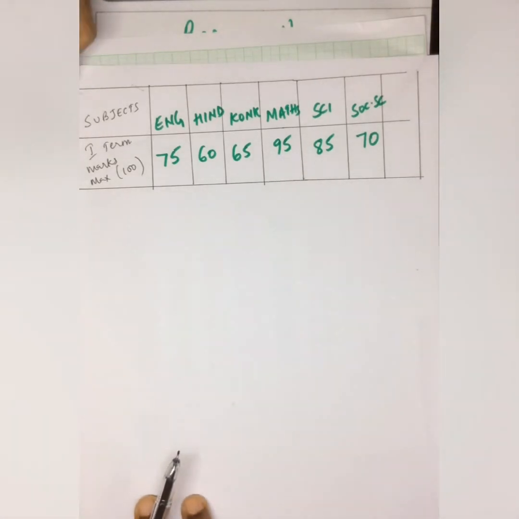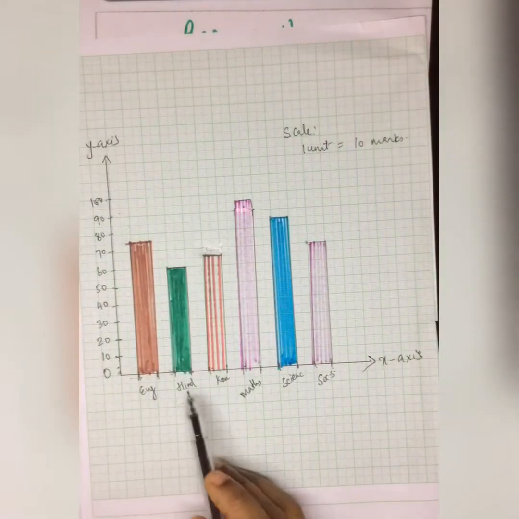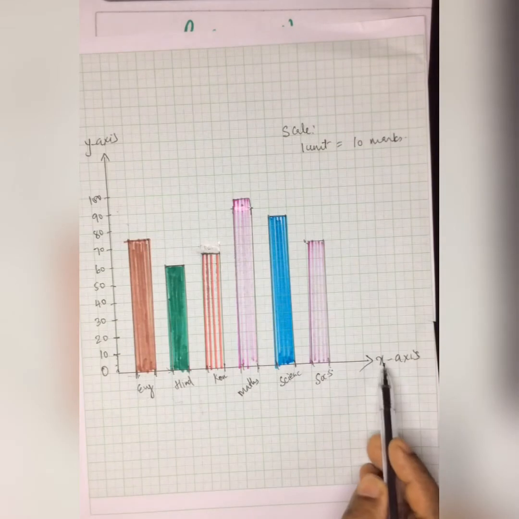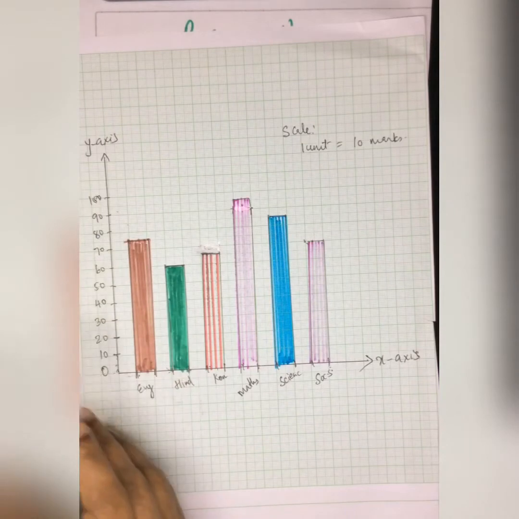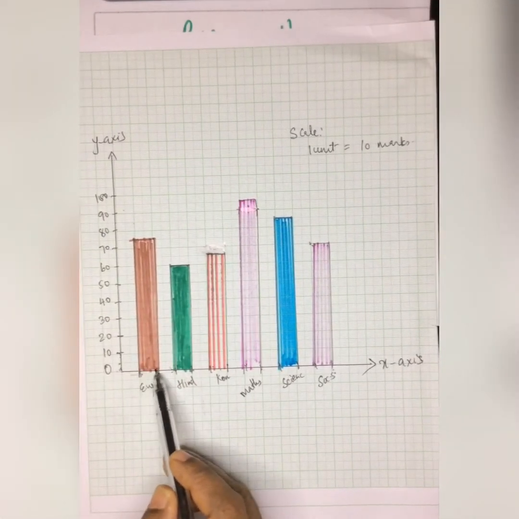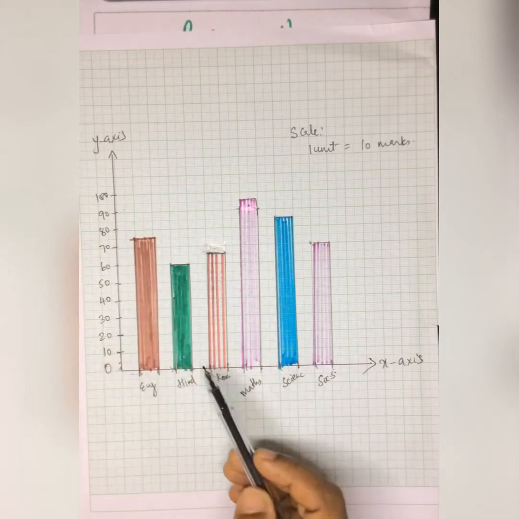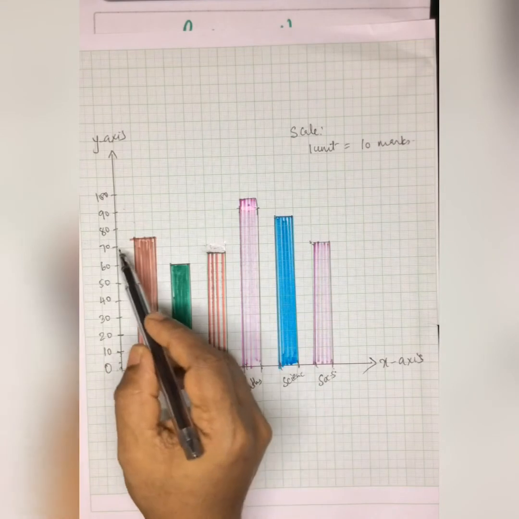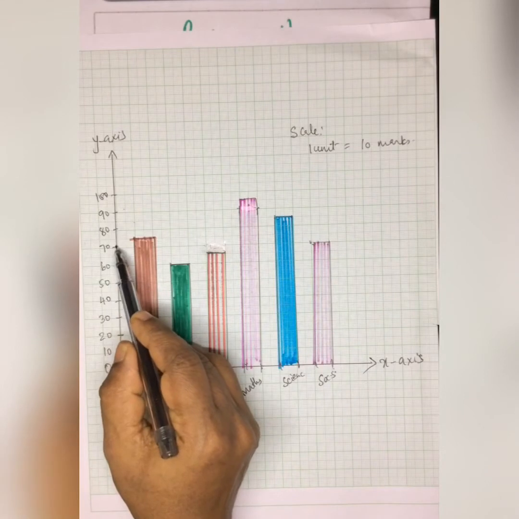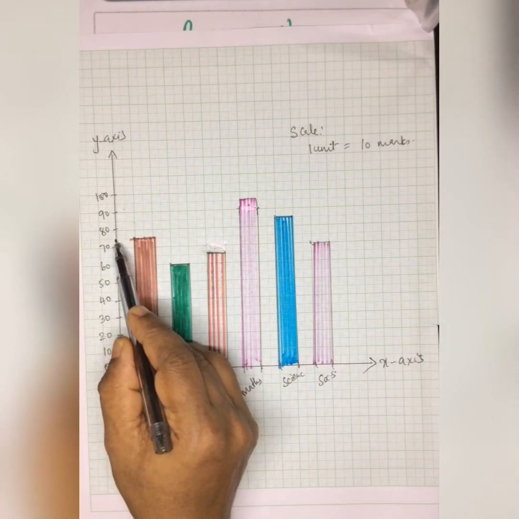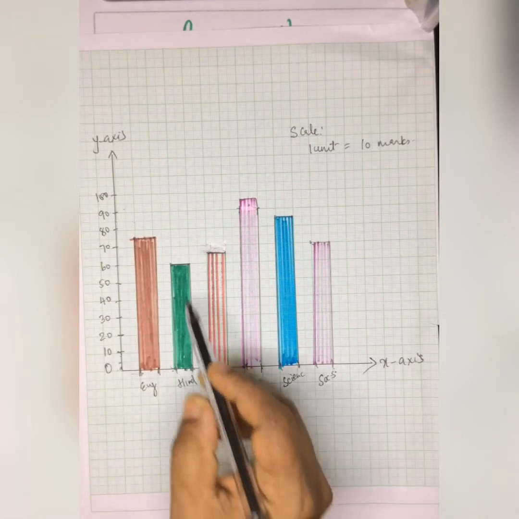So let's take the bar graph and draw the axis. The horizontal axis is called the x-axis. The vertical axis is called the y-axis. The bars should be of the same width. The height of the bars will show you the frequency. In English, the child has scored above 70, between 70 and 80, counting 5 small divisions, that is 75. In Hindi, the child has scored 60.